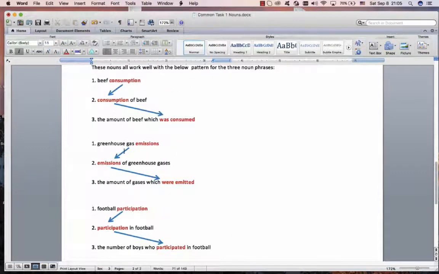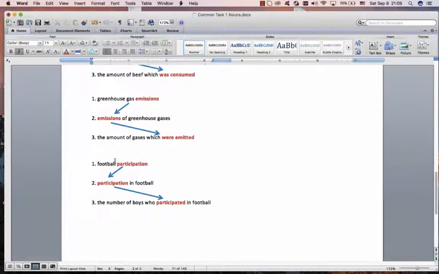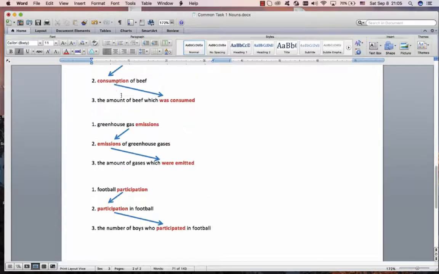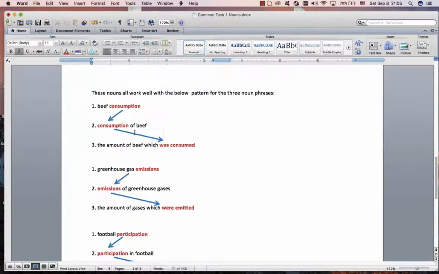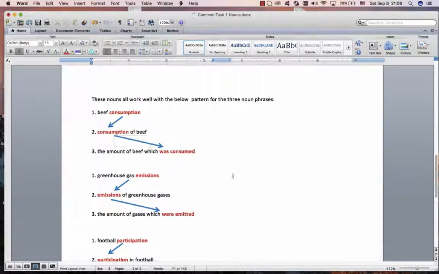And it works with all of them. It works with emissions, emissions of, and amount of gases which were emitted. Participation in football, football participation, number of boys who participated in football. Then you use each one of these noun phrases in your sentence as the subject of your sentence. All right, let me explain exactly in terms of grammar what these three patterns are.